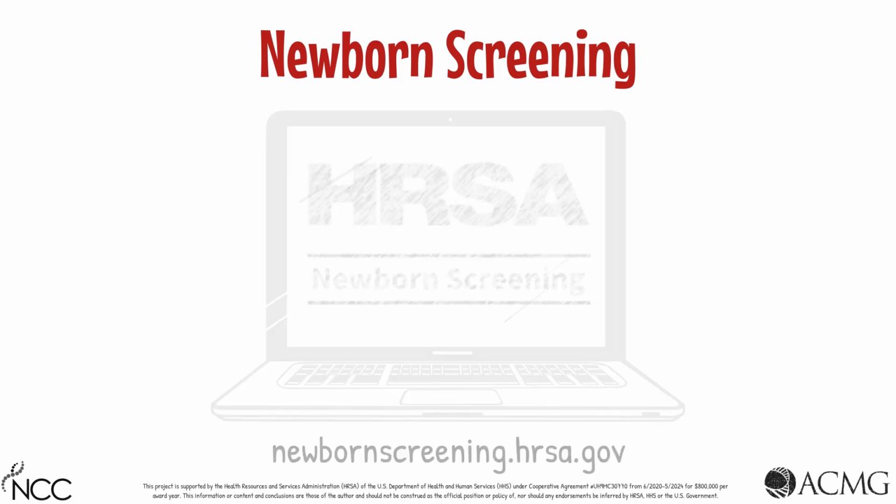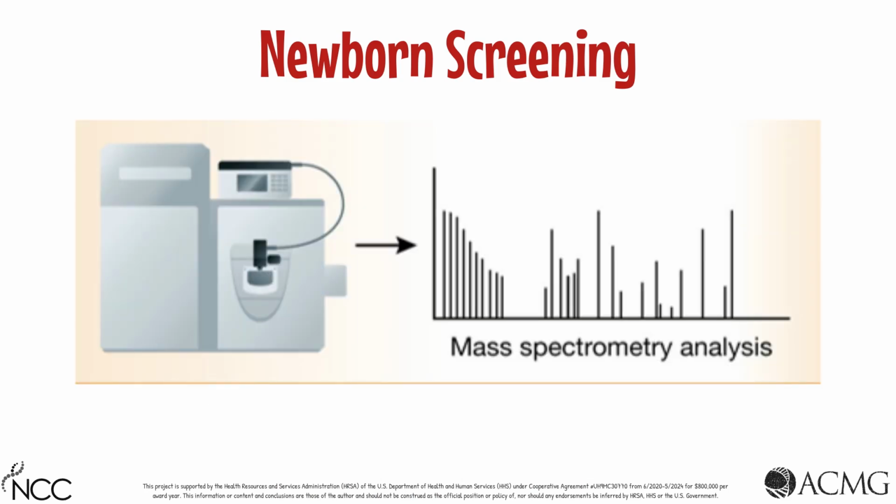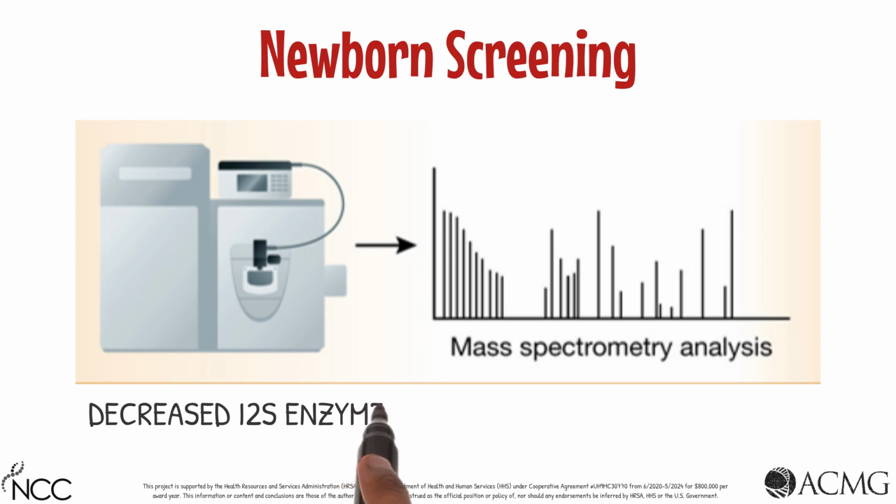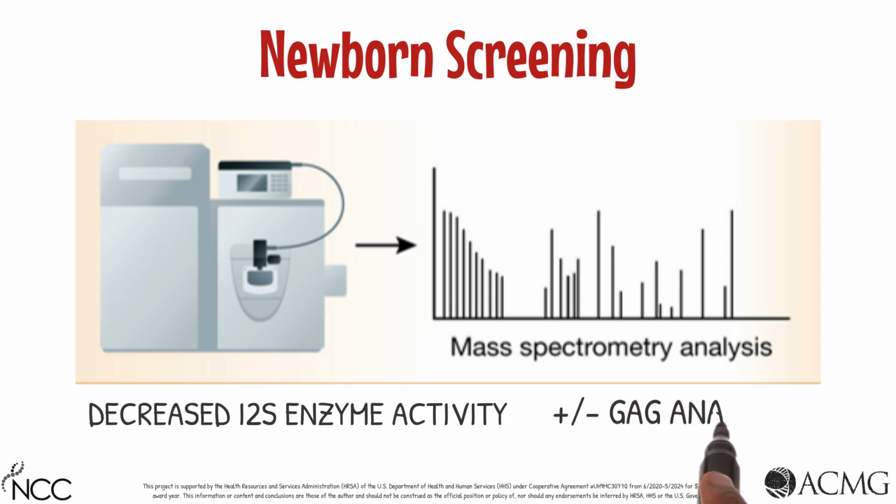newbornscreening.hrsa.gov website. In the states that do screen for MPS II, testing is mostly accomplished by examining levels of the iduronate 2-sulfatase, or I2S, enzyme, which is decreased in individuals with MPS II. Some programs also examine the level of GAGs as a second-tier test to help improve screening and rule out cases of pseudodeficiency.